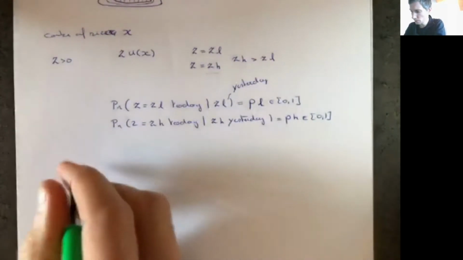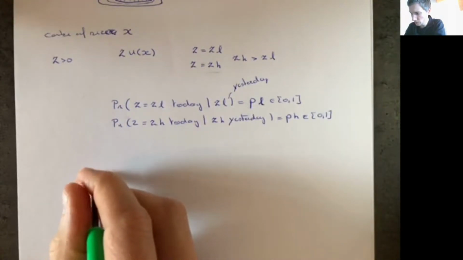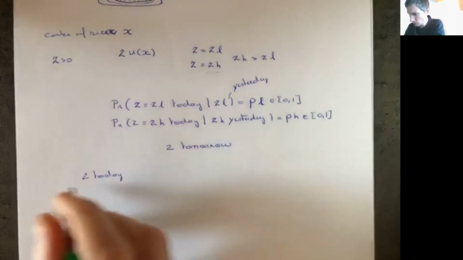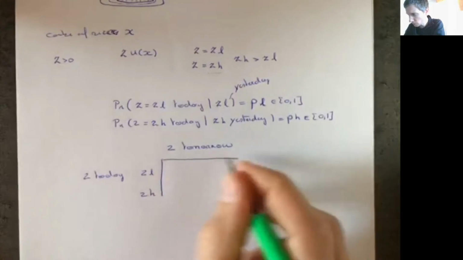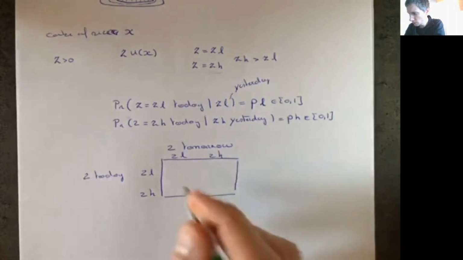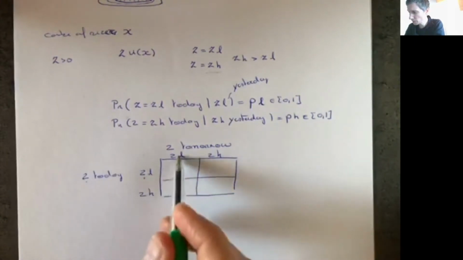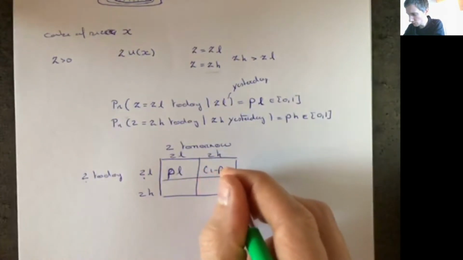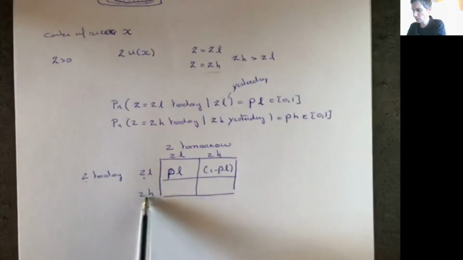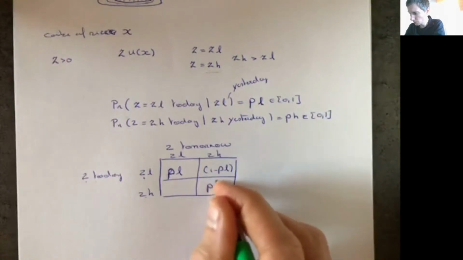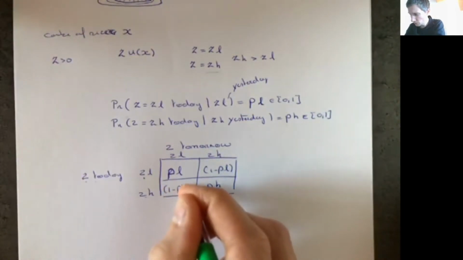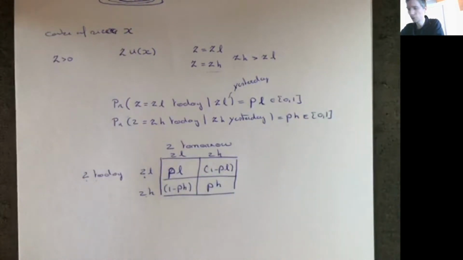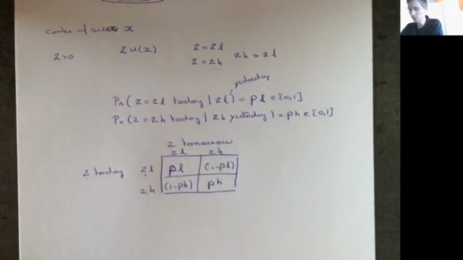So we can put this in a matrix. Here we have z today, or at some particular time, and here z tomorrow. z today can be either z_L or z_H, and then z tomorrow can also be z_L or z_H. If z is equal to z_L today, then it will be equal to z_L tomorrow with probability p_L, and then of course it will be equal to z_H with probability 1 minus p_L. If z today is equal to z_H, then it's equal to z_H tomorrow with probability p_H, and of course it will be z_L tomorrow with probability 1 minus p_H. You can call this the transition probability matrix for the taste.